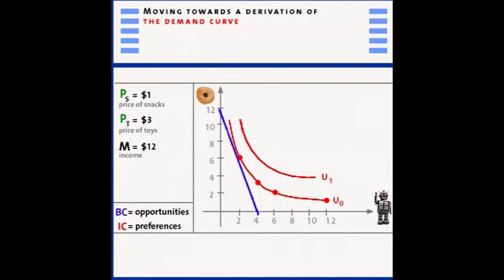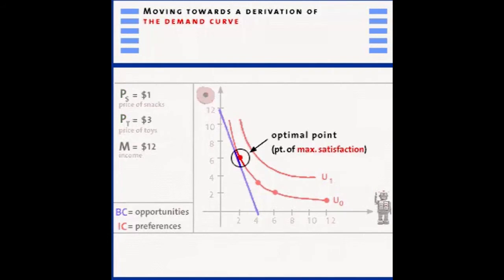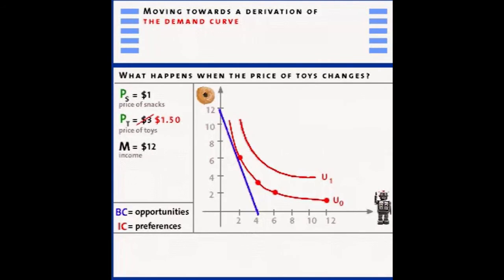Now, what's going to happen if your opportunities change? How will your behavior change if the constraint changes? In particular, how will Chris behave if we reduce the price of toys? Let's cut the price of toys in half, from $3 a piece to $1.50 each. What would Chris do in those circumstances?